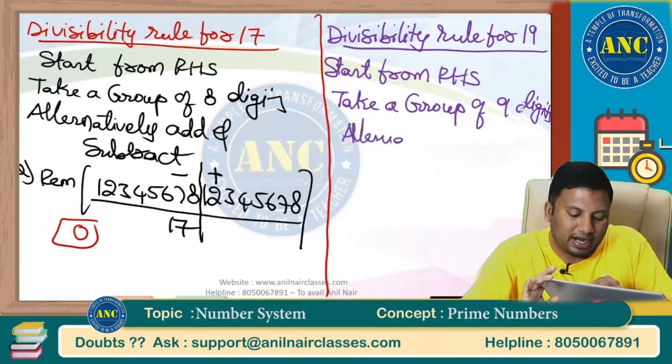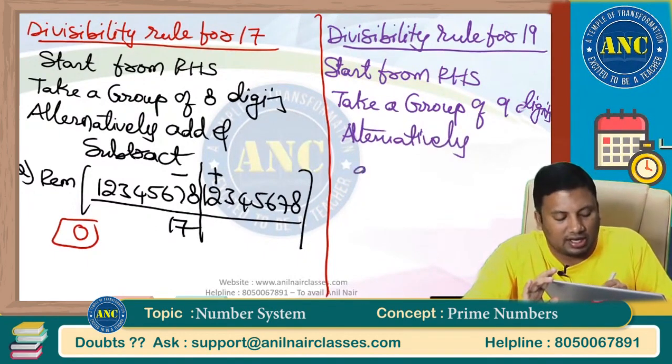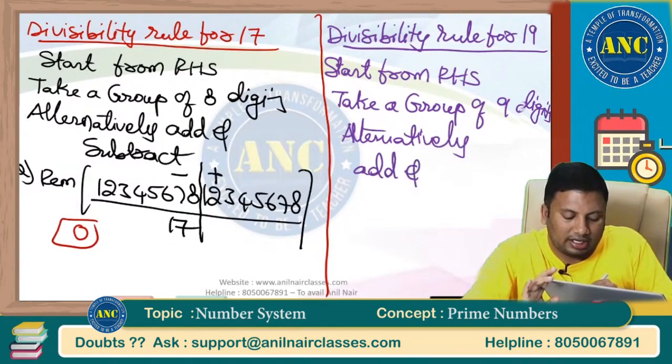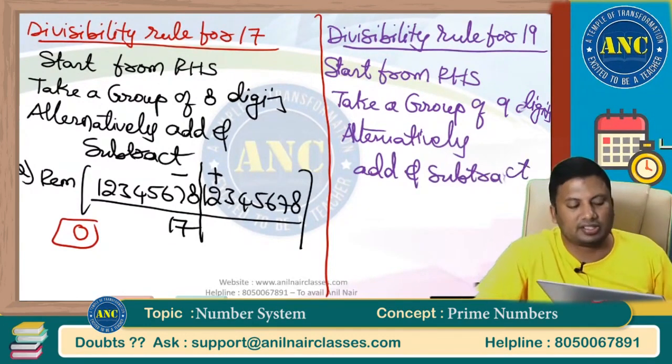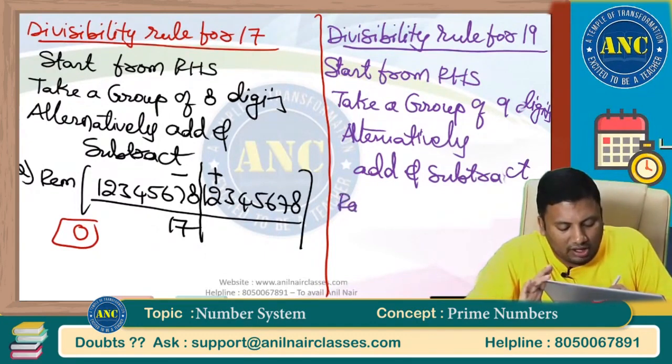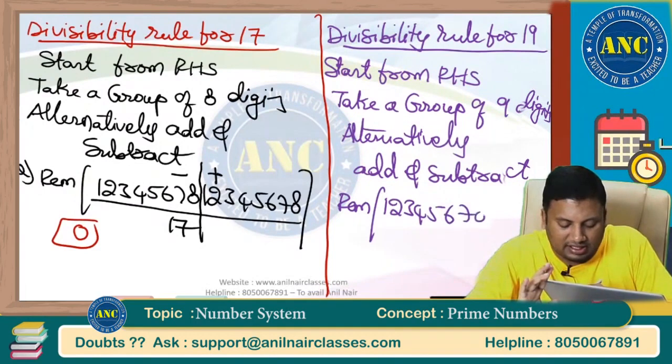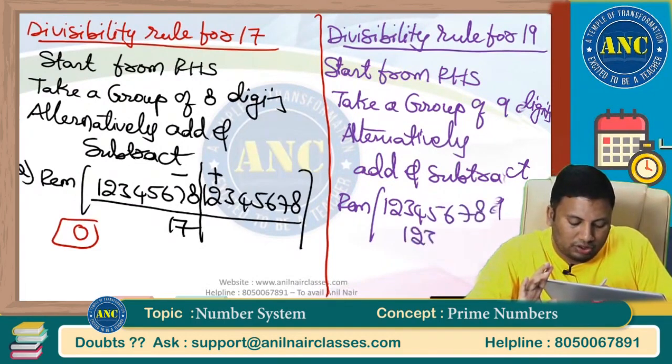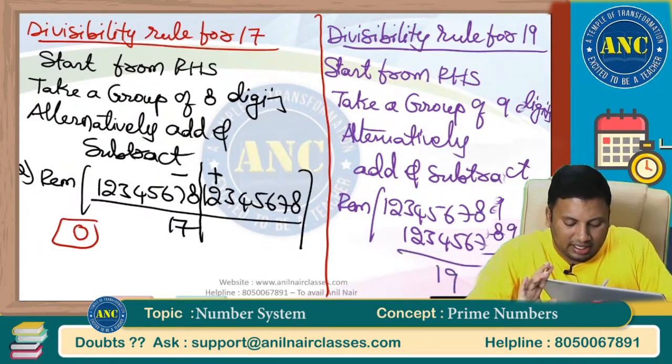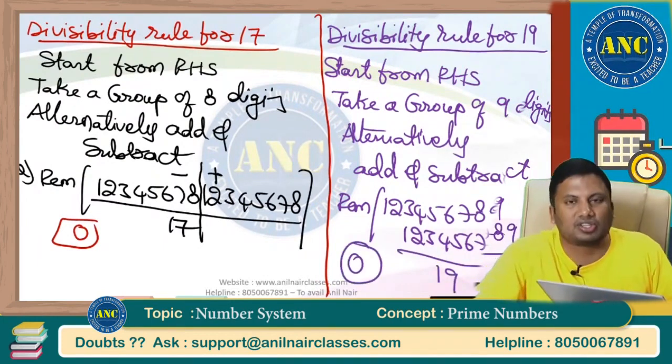Alternatively add and subtract. Why? Because 10 power 9 divided by 19 is minus 1. Same question, 1, 2, 3, 4, just I will add a 9. 1, 2, 3, 4, 5, 6, 7, 8, 9 divided by 19. Answer is nothing but 0.